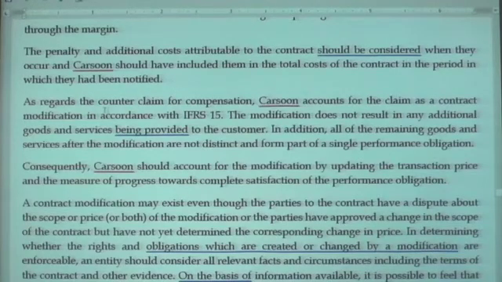As regards the counterclaim for compensation, Carsoon accounts for the claim as a contract modification in accordance with SLFRS 15. The modification does not result in any additional good or service being provided to the customer. In addition, all of the remaining goods and services after the modification are not distinct and form part of a single performance obligation. Consequently, Carsoon should account for the modification by updating the transaction price and the measurement of the progress toward complete satisfaction of the performance obligation. Clear? That is the basic requirement.